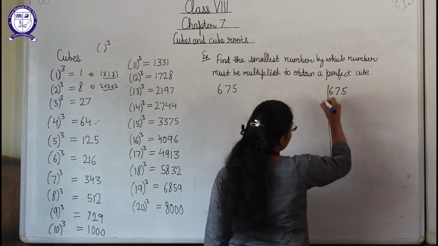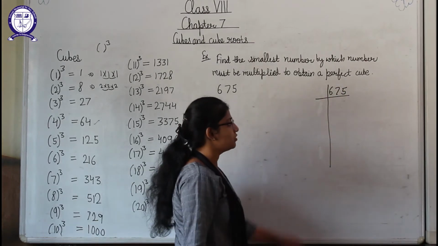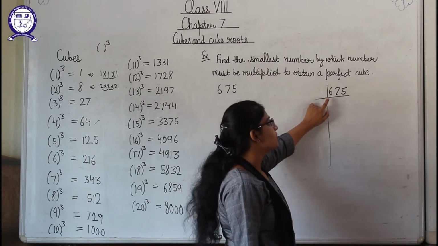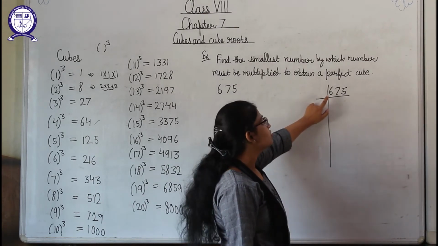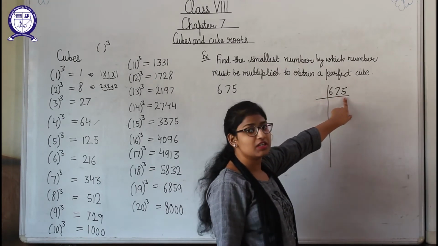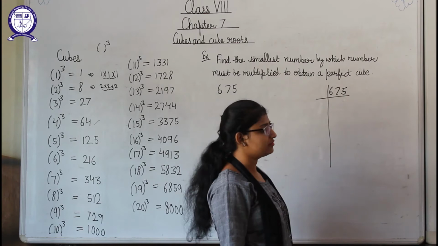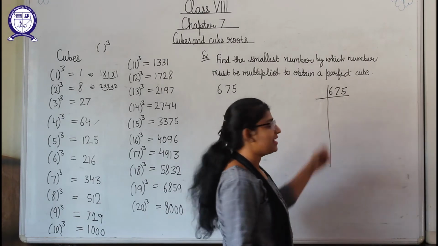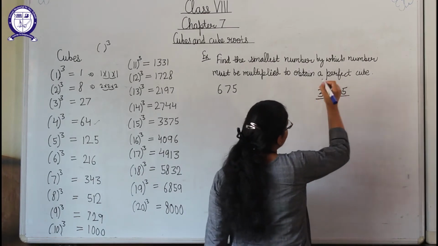Here 675 is not an even number, so it will not be divided by 2. So we will check for 3. We will add the digits: 6 plus 7 is 13 and 13 plus 5 is 18. 18 is a multiple of 3. It means this number can be divided by 3. So we will divide it by 3.